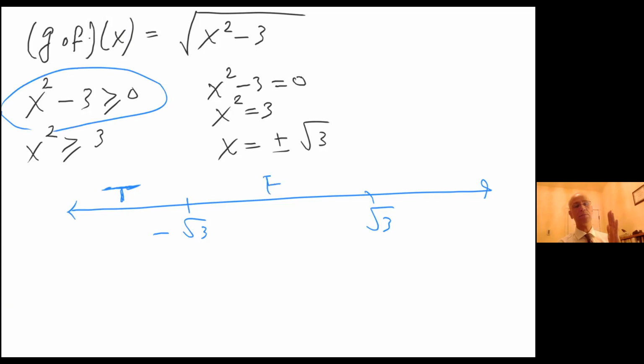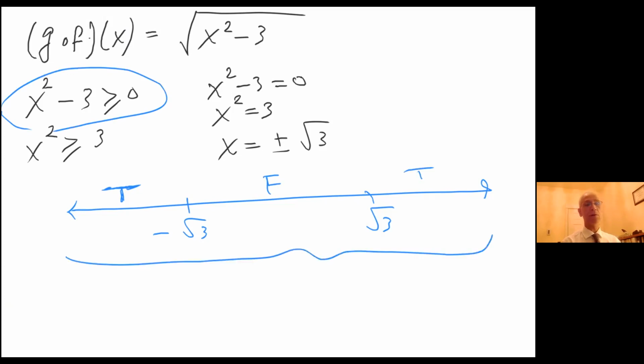And if I pick a number to the right of the square root of 3, let's say 5, 5 squared is 25, minus 3 is 22. That is greater than or equal to 0. So notice that, for the domain for g of f of x, I have to mind this part.